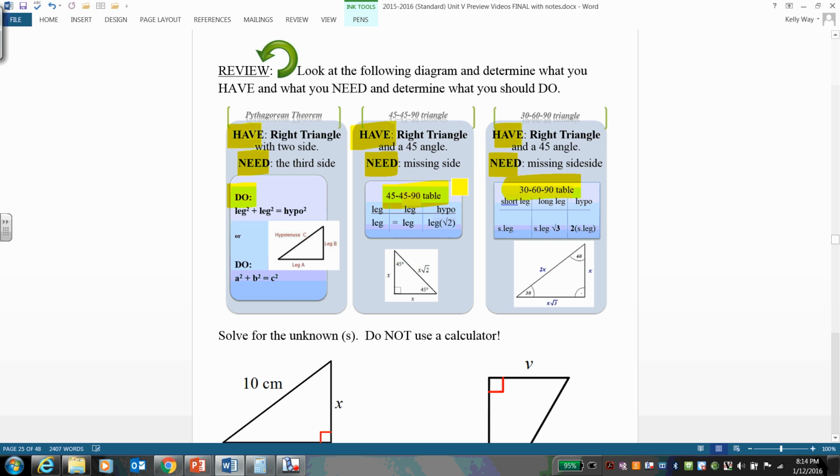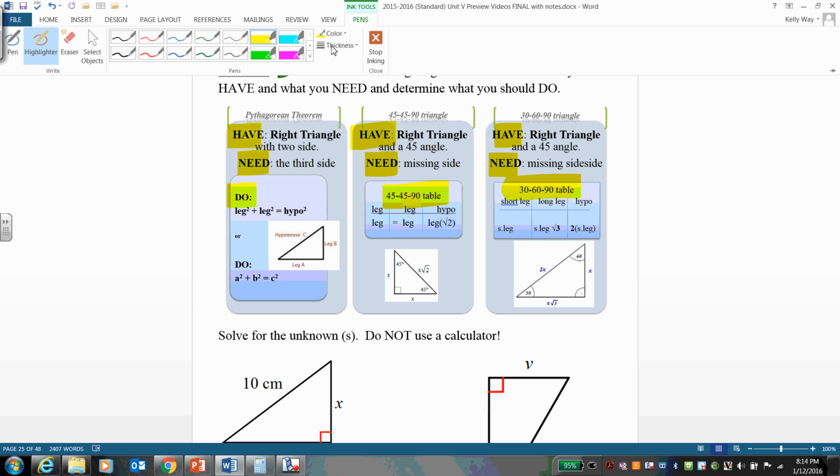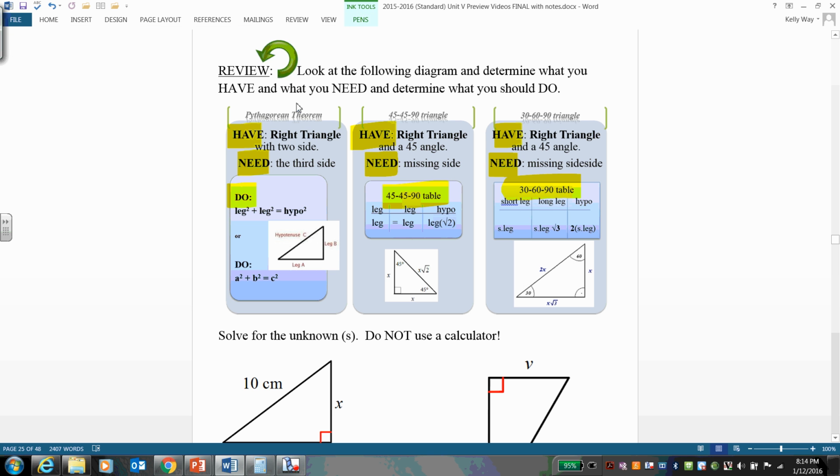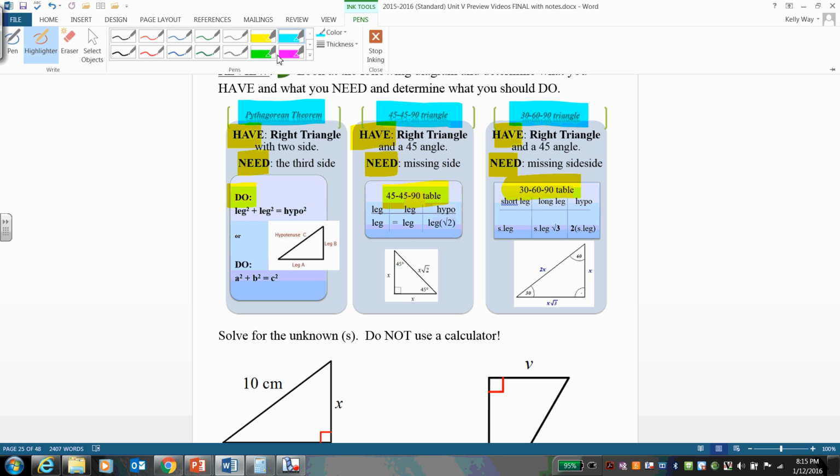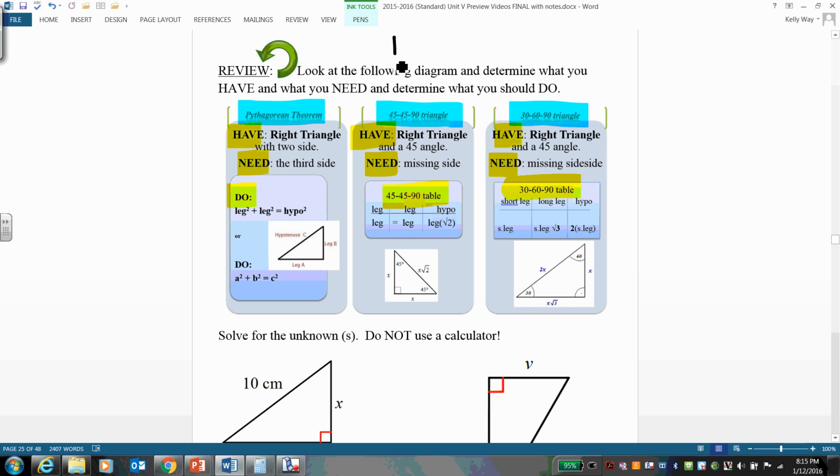There are 5 different tools that you're going to be learning to use for right triangles. Here are 3 of them: Pythagorean theorem, 45, 45, 90, and 30, 60, 90. You have 3 of the 5 under your belt so far. The main question you have to be able to answer is, when you have a right triangle, which one of these tools do you use? That's very critical. And the choice of which tool to use depends on what you have and what you need.